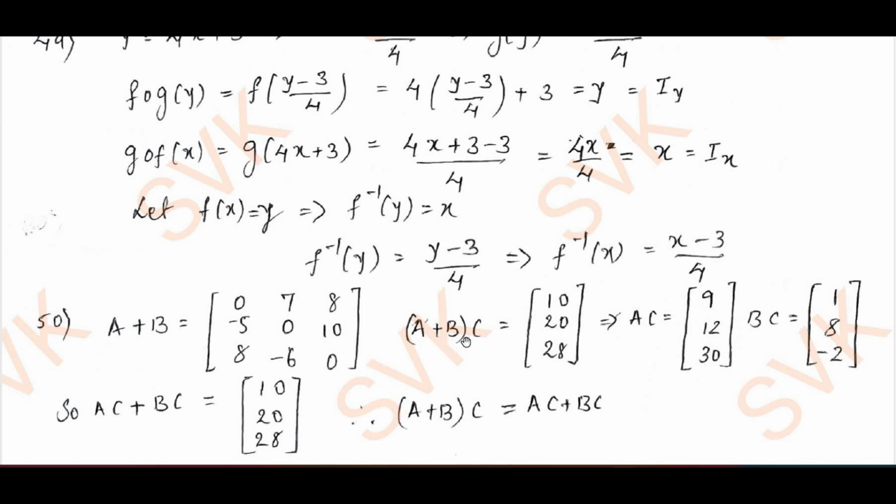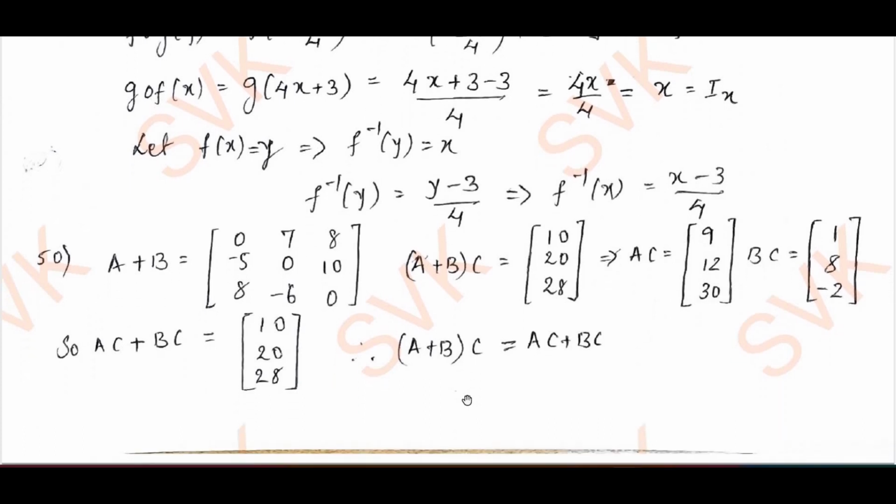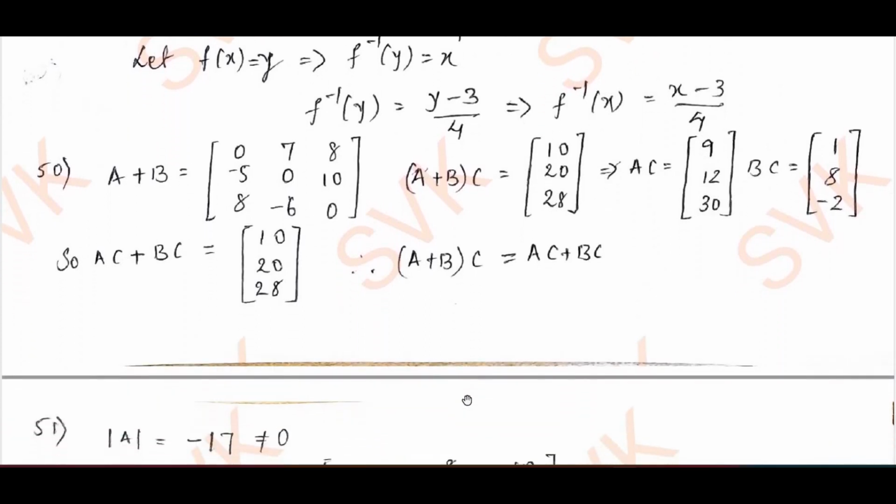Then the product of (A plus B) with C, I have got the column matrix. Then AC as column matrix, BC as column matrix. Finally, AC plus BC will be equal to (A plus B) times C. So therefore, we have proved that (A plus B) times C is equal to AC plus BC.